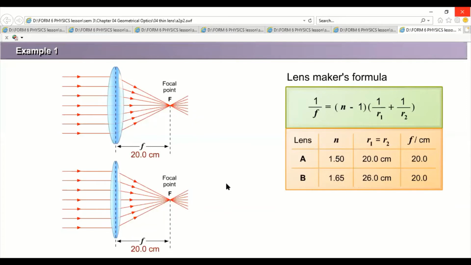In this situation, lens A and lens B are made of different materials. That's why the focal lengths of lens A and lens B are equal. So what is the difference? The difference is the refractive index, because the two lenses are made of different materials.